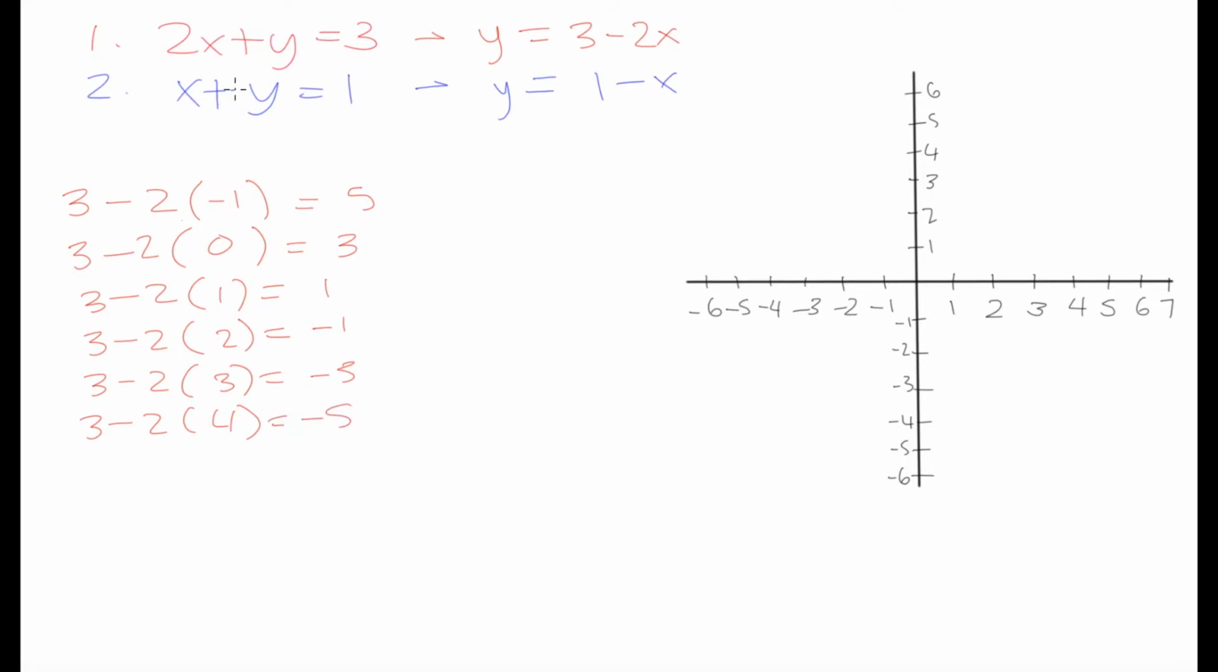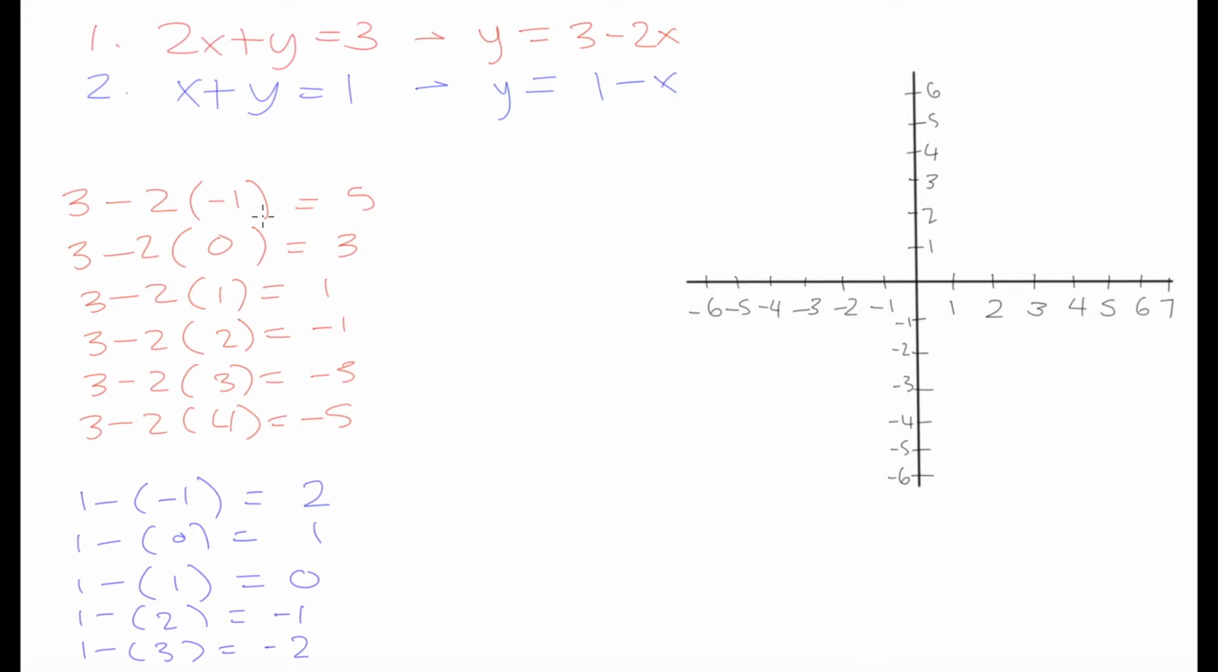Now let's do the same thing for our second equation right here. Let's try and figure out some values that we would have for y with different values of x. If our x was equal to minus 1, our y would be 2. If our x was equal to 0, our y would be 1. If our x was equal to 1, our y would be 0. If our x was equal to 2, our y would be minus 1. If our x was equal to 3, our y would be minus 2. And for now, let's see what we can do with just these values here.